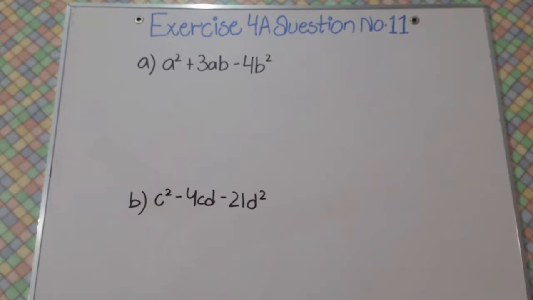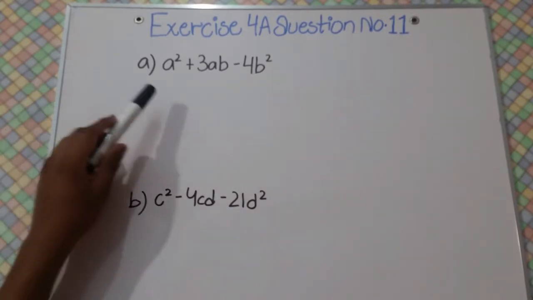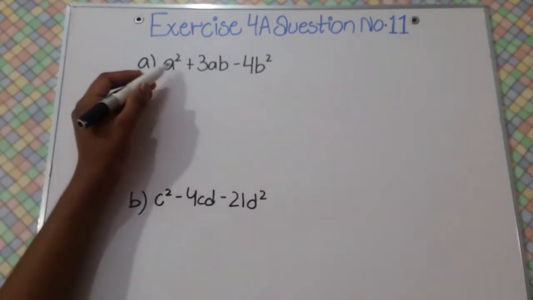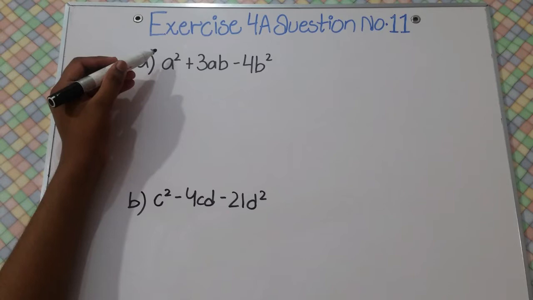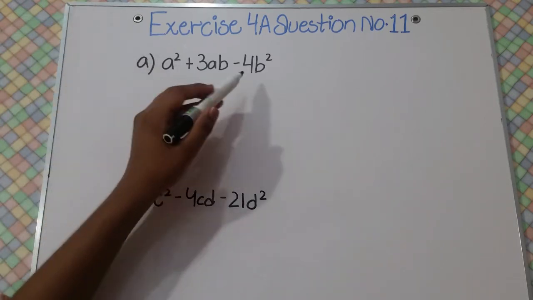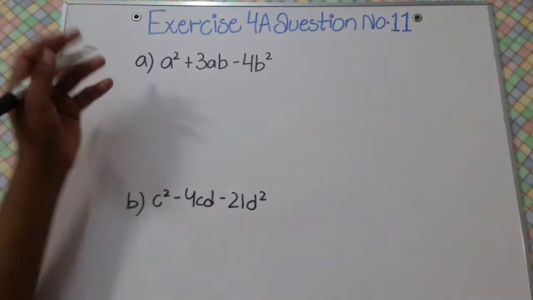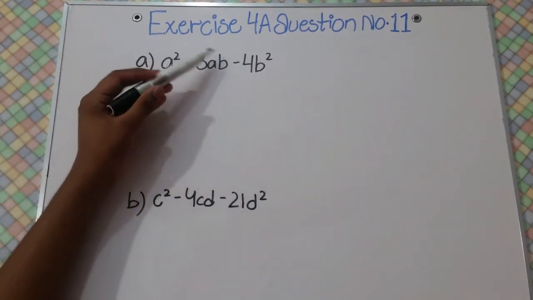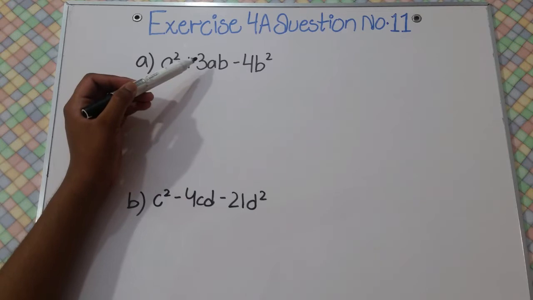So over here I have written part A and part B. First let's solve part A. It says a square plus 3ab minus 4b square. So we are going to follow the middle term breaking method. We have a square, which could be considered as 1a square, and 4b square. If we multiply 1 by 4, the answer would be 4. Now we need to find the middle term of 3.